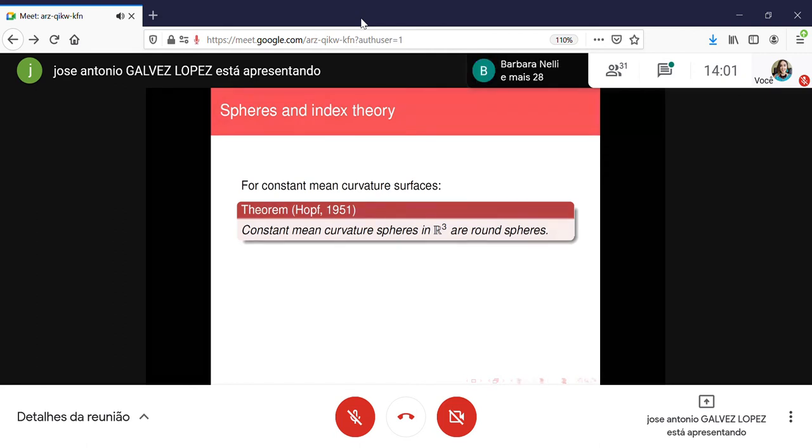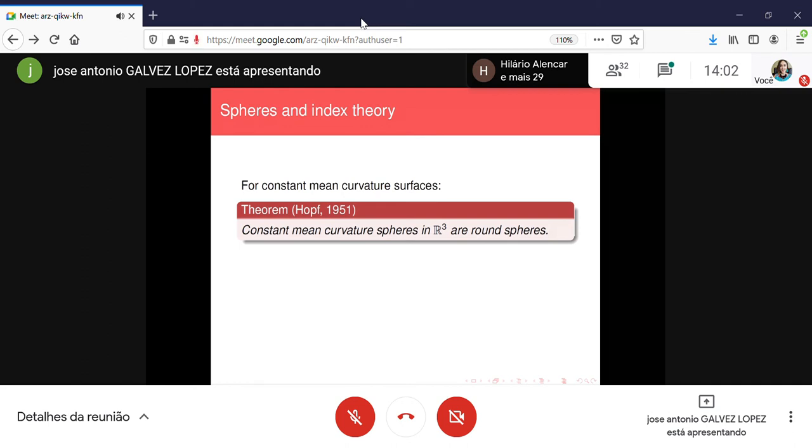First, I'm going to talk about spheres and index theory, an introduction. There are many results where index theory has been used in order to characterize the spheres of a class of surfaces. Probably the most famous one is the Hopf theorem, which classifies the round spheres as the unique immersed constant mean curvature spheres in the Euclidean 3-space.